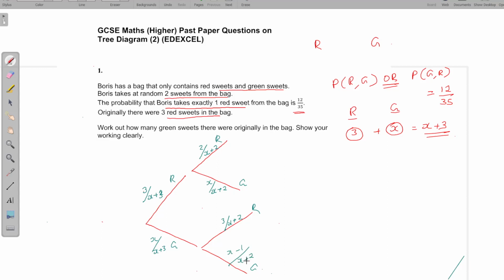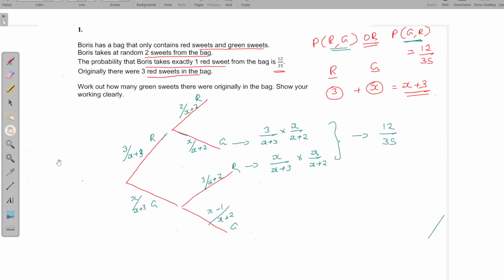So we are looking at red and green, so that is red, that is green. We are looking at that branch: 3 over x plus 3 times x over x plus 2. Or otherwise green and red: x over x plus 3 times 3 over x plus 2. These two added together will give 12 over 35. So let's solve this.